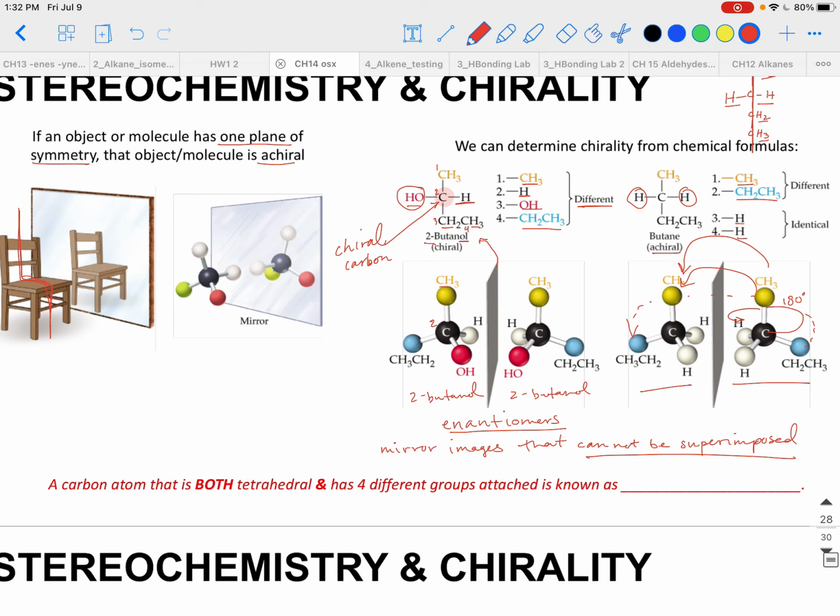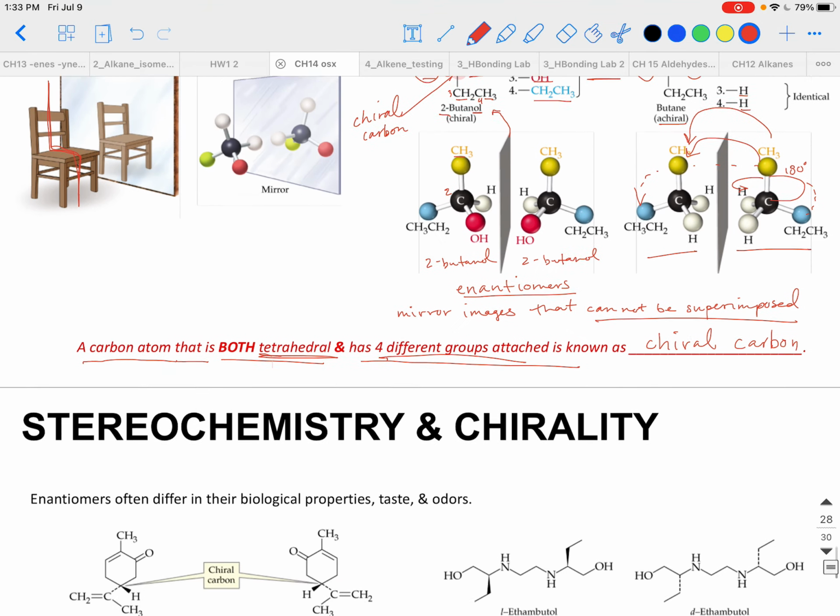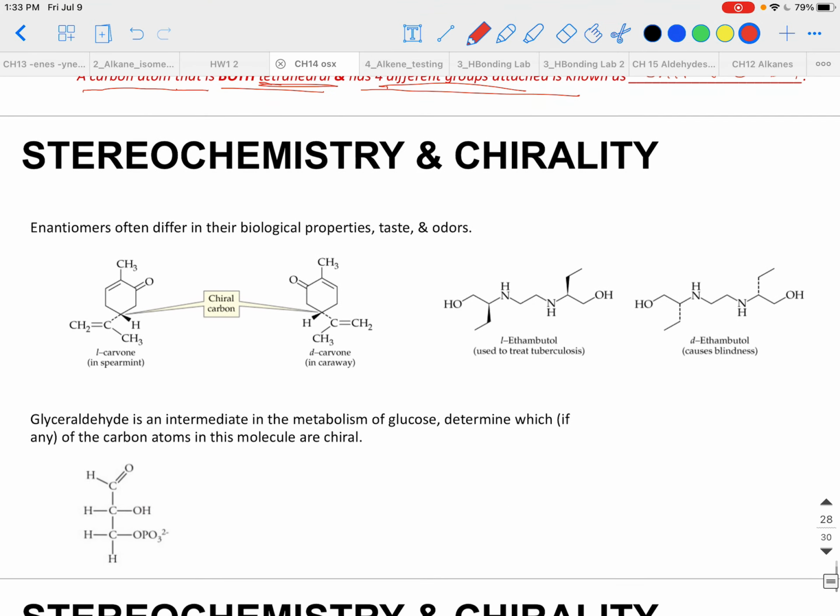All right. I've already told you this, but a chiral atom that is both tetrahedral and has 4 different groups attached is known as a chiral carbon. So you see 2 requirements here. For a carbon to be chiral, it has to be tetrahedral, not trigonal planar, not linear, and it has to have 4 different groups attached. Okay? So be able to identify chiral carbons for the exam.